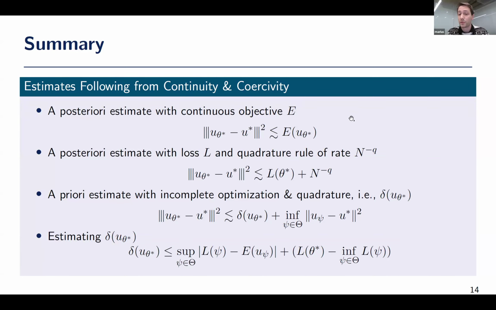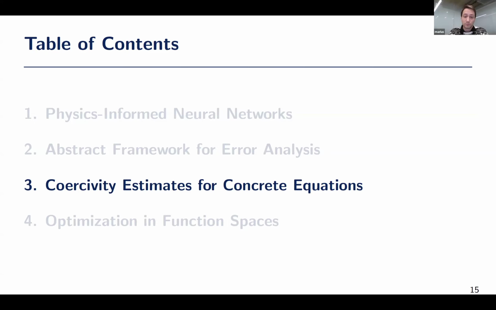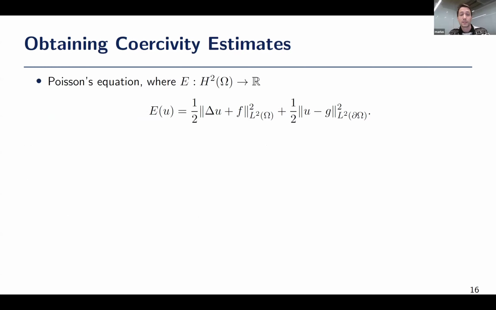Here's a brief summary of the estimates we have. We have a posteriori error control with the continuous integrals. We have it with a quadrature rule if you assume that we have a rate for the quadrature. We have a priori estimates with the approximation term. And we have some estimate on delta. So this whole box here just follows from continuity and coercivity. So these two properties are crucial. And that's what I want to discuss now for a number of equations.